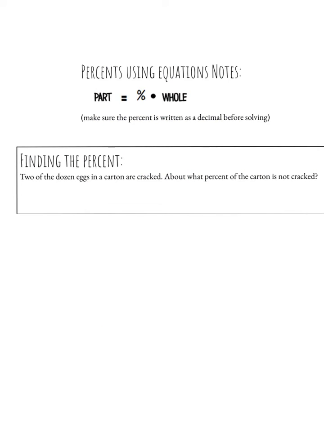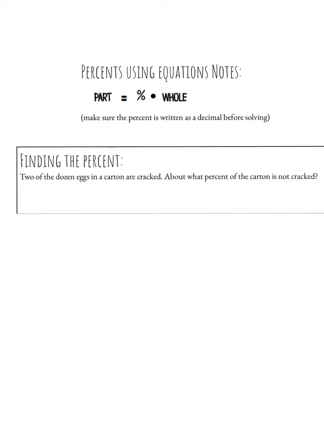So now we're going to use our equation to solve some word problems. And the first one here says that we are solving for the percent. The problem reads, 2 of the dozen eggs in a carton are cracked. About what percent of the carton is not cracked? So our equation that reads part is equal to percent times whole, we need to plug in what we know.